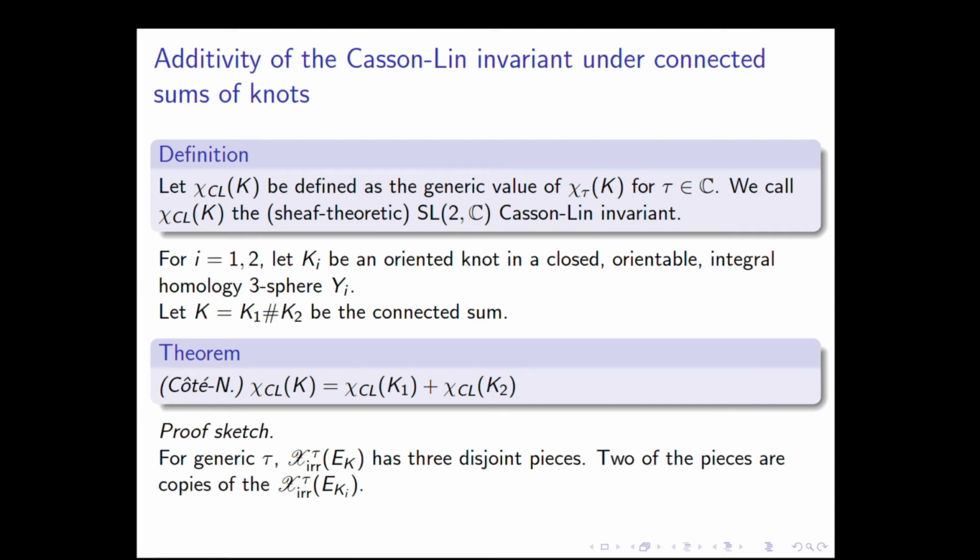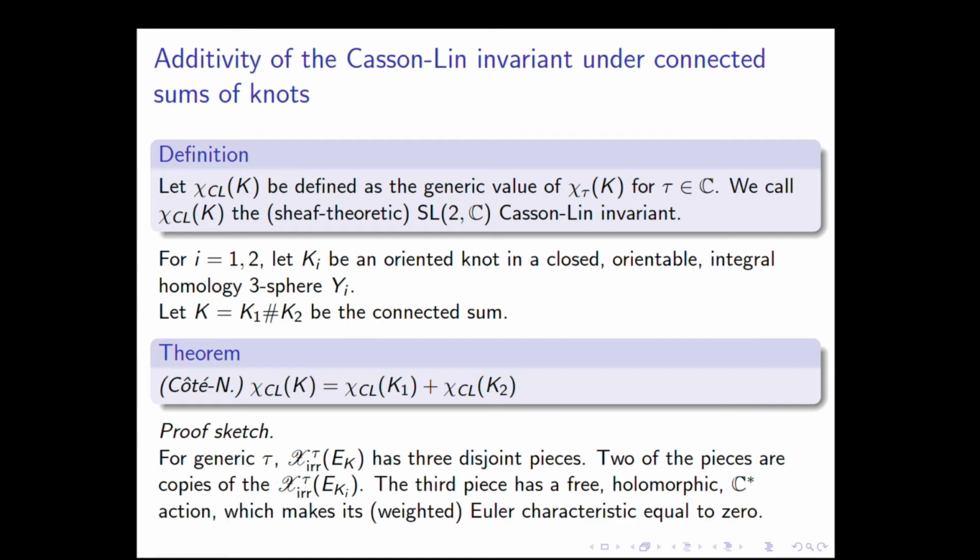Two of the pieces are actually copies of the character schemes of each of the summand knots. And then there's a third piece, which are representations that don't correspond necessarily to representations of one knot or the other knot, but it turns out that this piece has a free action of C star. Essentially, what you imagine is the circle, or the meridians along which the two knots are glued together to form their connected sum.